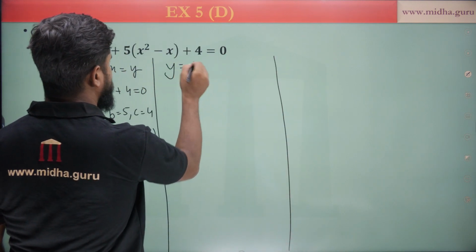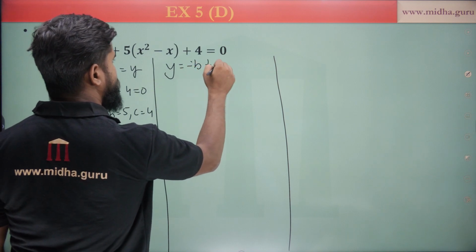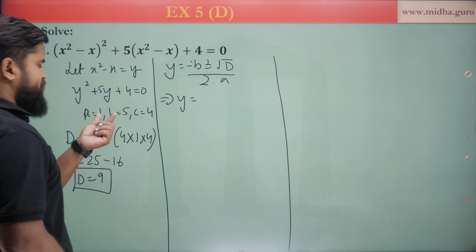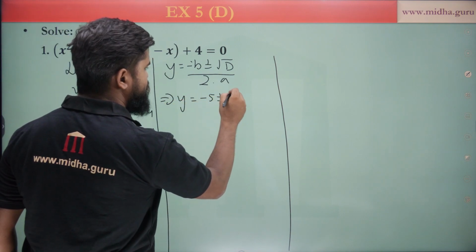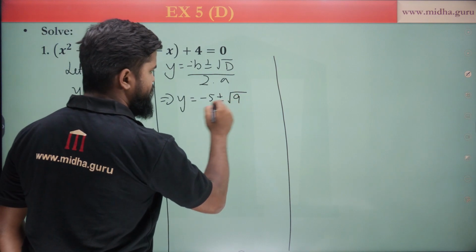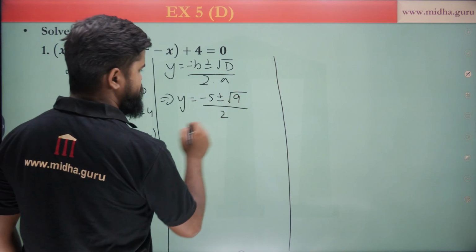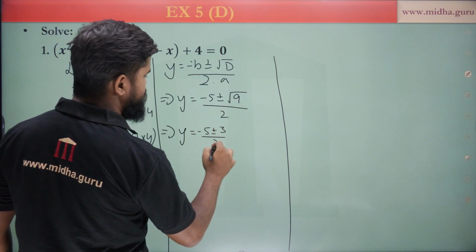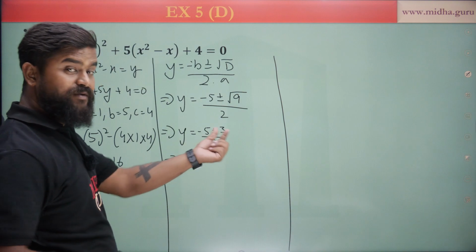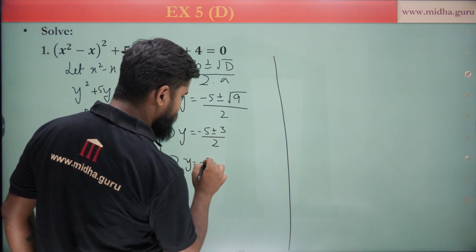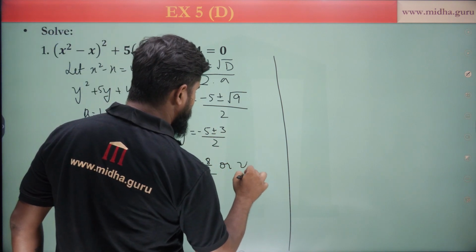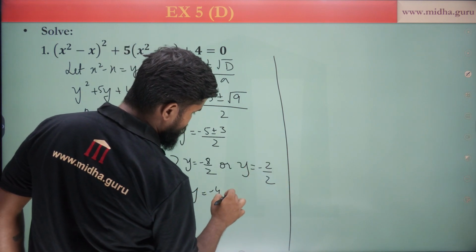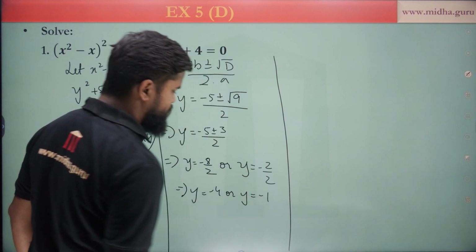So now y is equal to minus b plus or minus the root of D, by 2a. So y will be equal to, since b is 5, we write minus 5 plus or minus the root of the discriminant 9, by 2, a being 1. So since 9 is a perfect square, we can just write plus or minus 3 by 2. Now if I do minus 5 minus 3, we get y is equal to minus 8 by 2. Or if we do minus 5 plus 3, we get minus 2 by 2. So either y is equal to minus 4 or y is equal to minus 1.